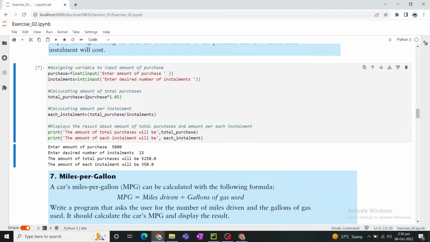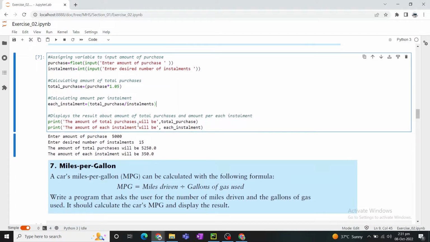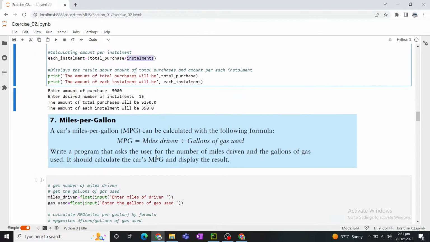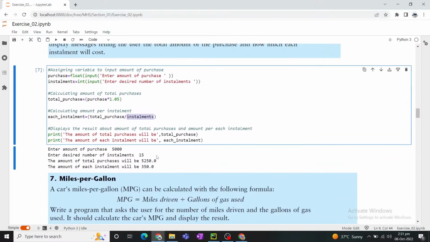And when this amount got multiplied, we divided the total purchase by the number of installments that we entered, that is 15. We have to pay this amount in 15 quarterly, monthly or annual installments, whatever. And in the end you can see the total purchase cost is 5250, and when this amount was divided by the installments, that is 15, it gives us 350 rupees or $350. So it was also a quite simple program, and we are using the multiplication and division rules over here.